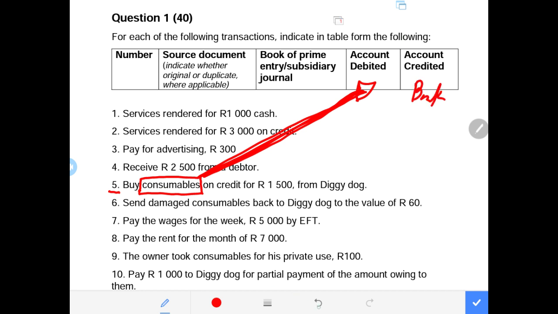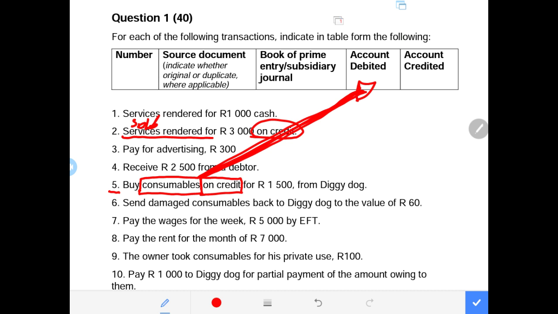Remember, we know that bank is decreasing on the credit side. But the question is, how did we buy in this case? We bought on credit. Previously, services were rendered on credit, meaning we sold our services to a client on credit. So the second transaction was a sale, where we render a service.